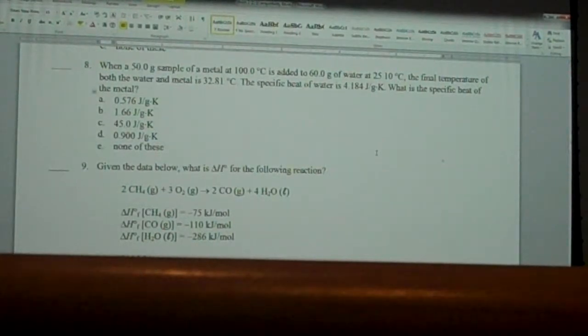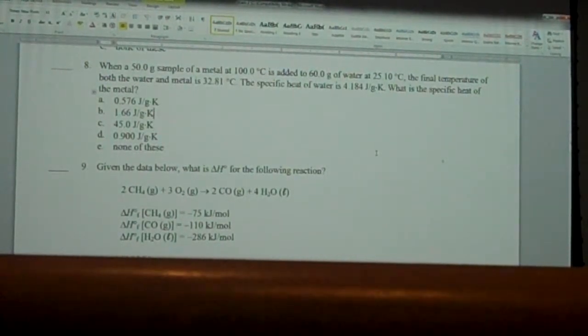Think about what's about to happen. When I take that 50-gram piece of metal and drop it into a glass with 60 grams of water, which one's hottest, the water or the metal? The metal. The metal is at 100 degrees Celsius. The water is at 25.1 degrees Celsius.